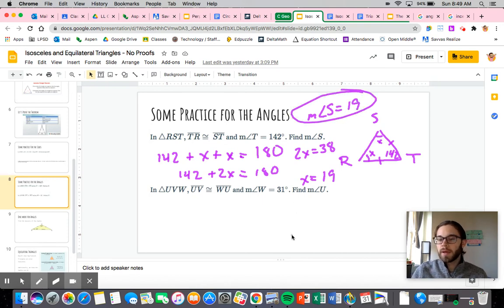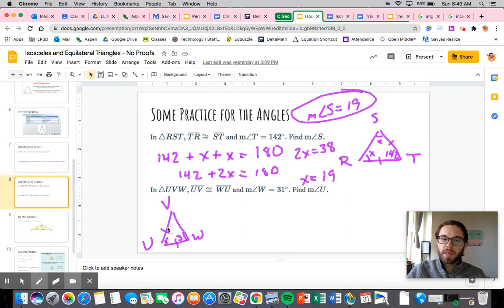All right, simple enough. Now we have another one. We have triangle UVW. And notice it doesn't matter how I'm writing these. I could write any order. I just have to follow what it tells me to do. UV, VU. Okay, so these ones are congruent. W is 31. And my goal is to find U, so I'm going to call that x.